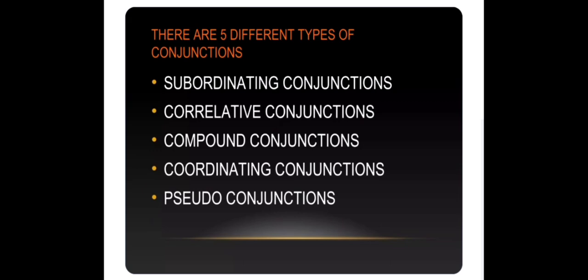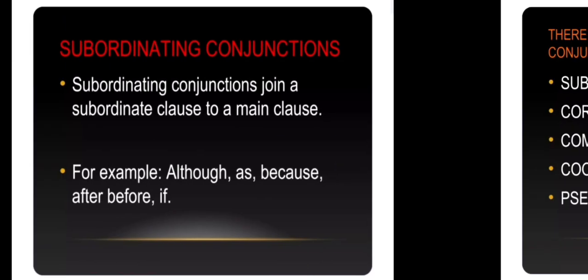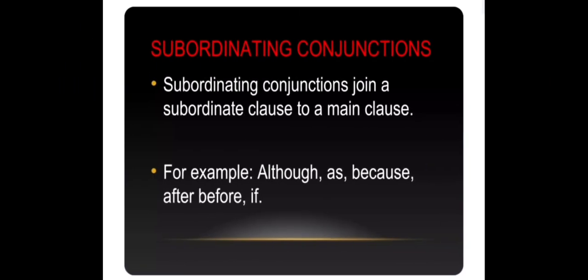We have 5 different types of conjunctions: subordinating conjunction, correlative conjunction, compound conjunction, coordinating conjunction, and pseudo conjunction. These 5 are the types of conjunctions on the basis of their connectivity, their joining role in sentences. So the first one is the subordinating conjunction. Subordinating conjunctions are words that join a subordinate clause to the main clause.